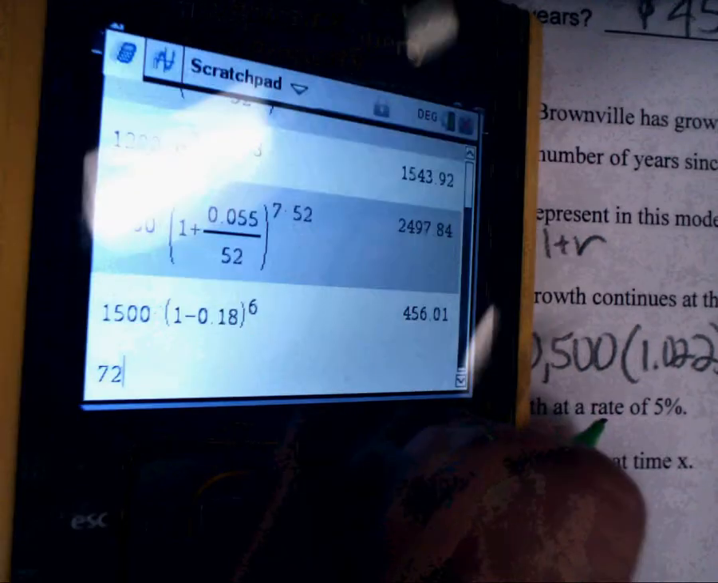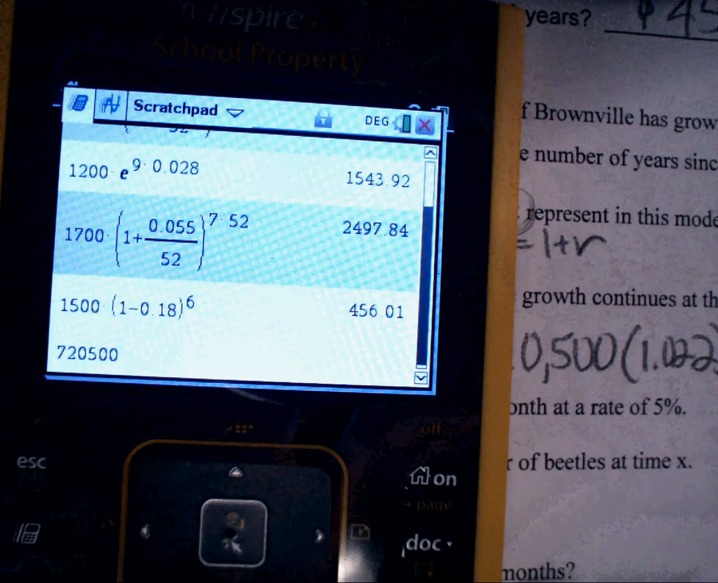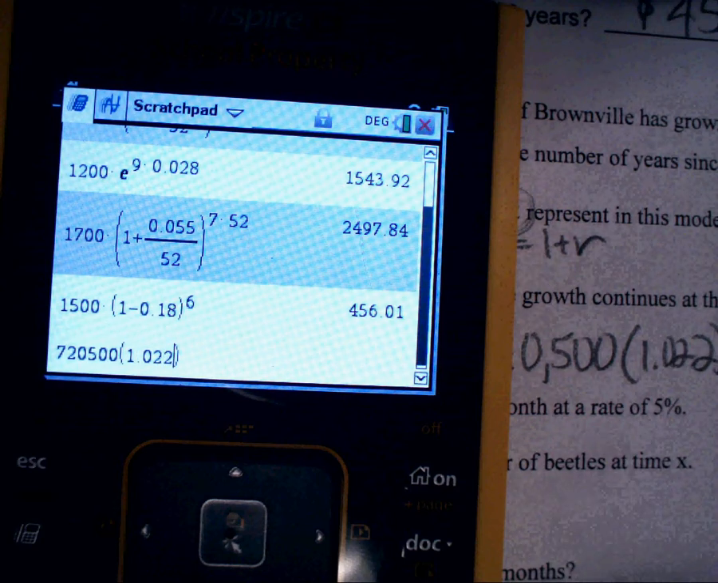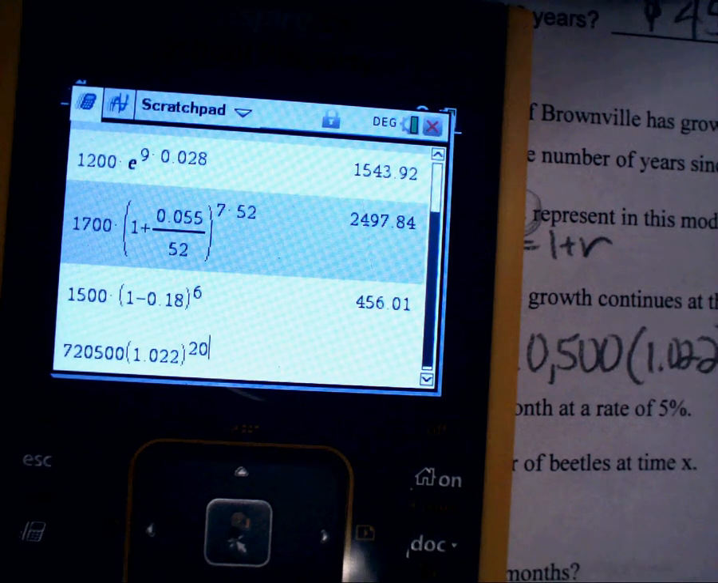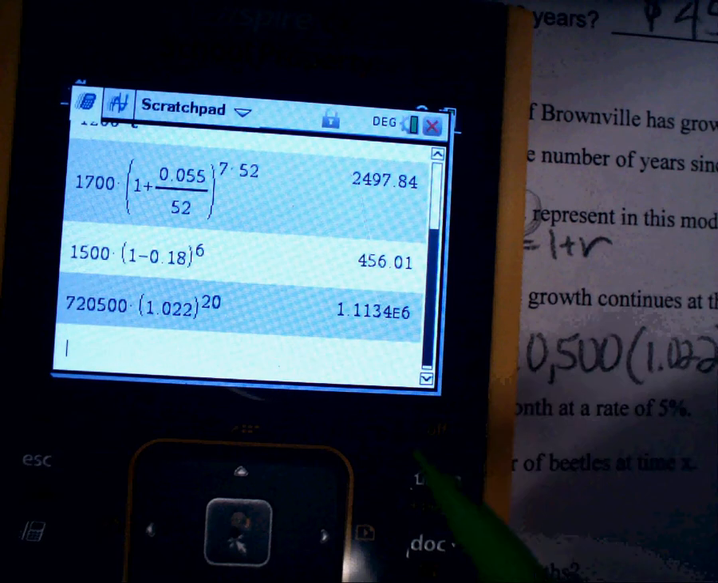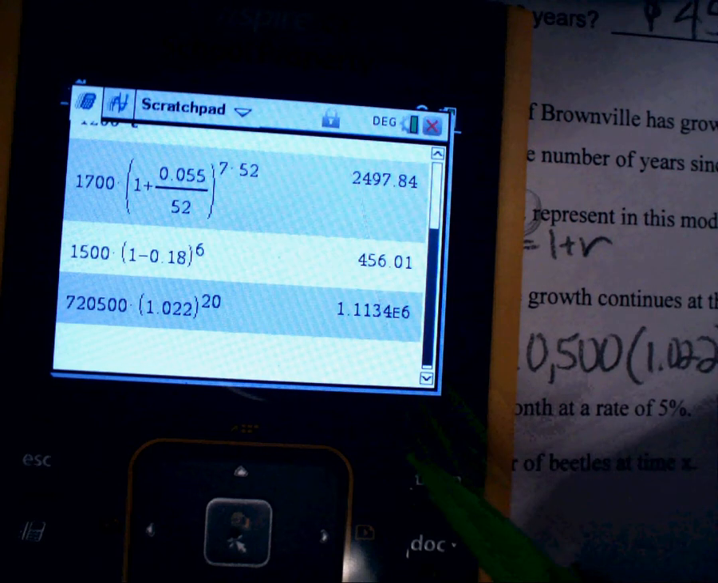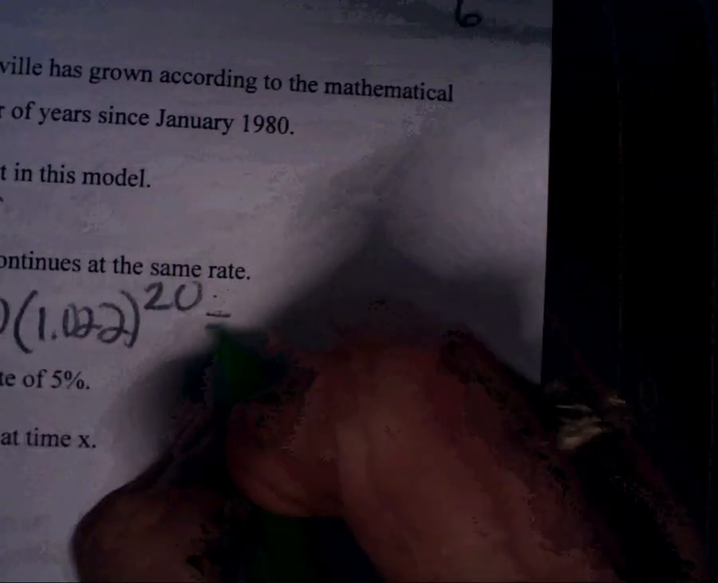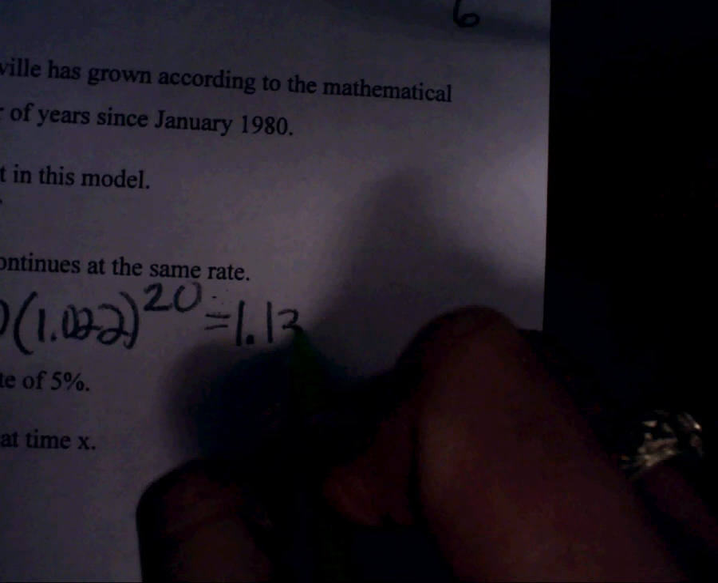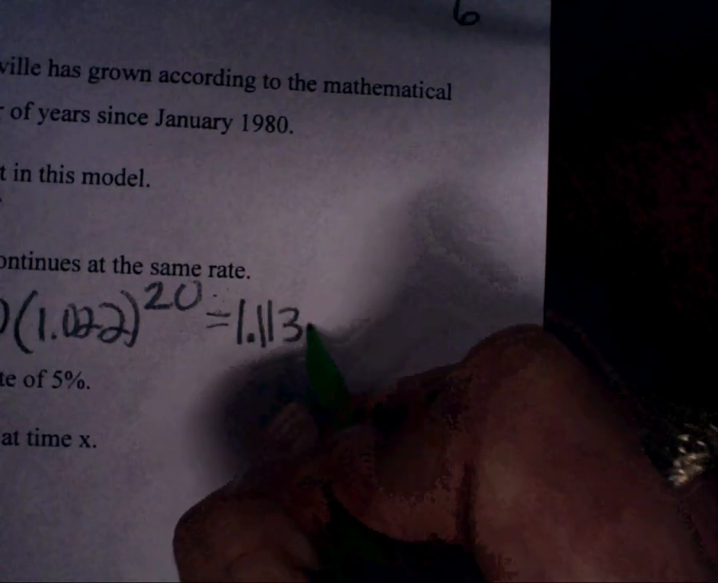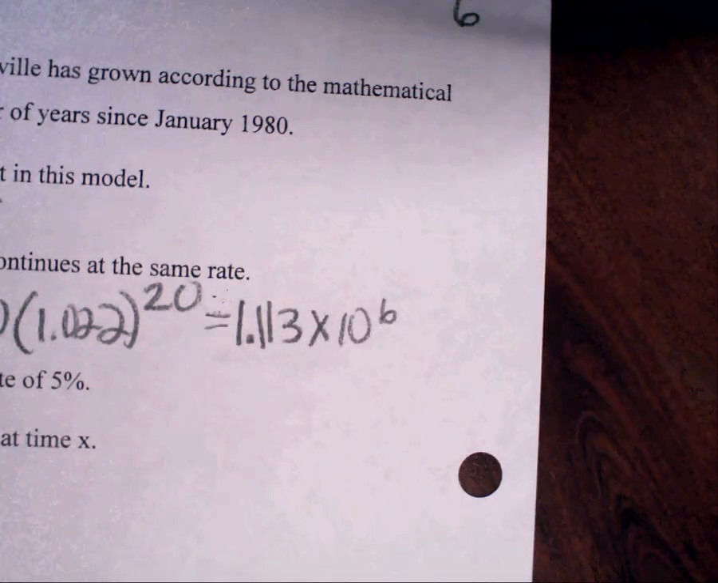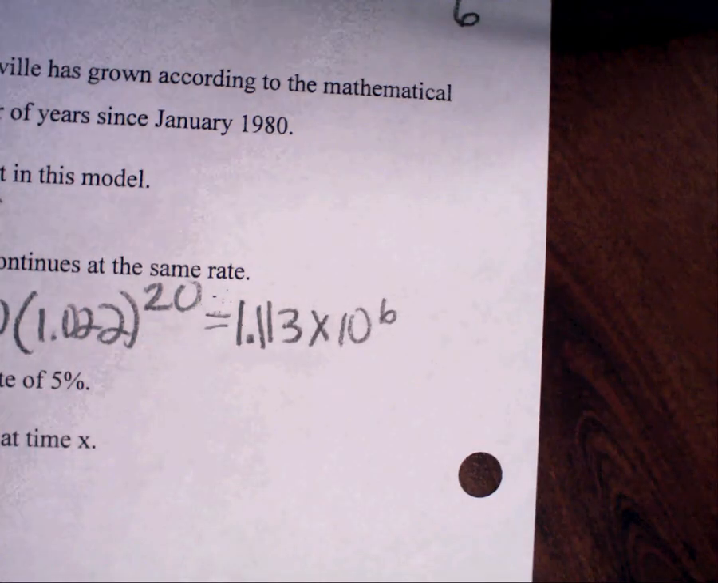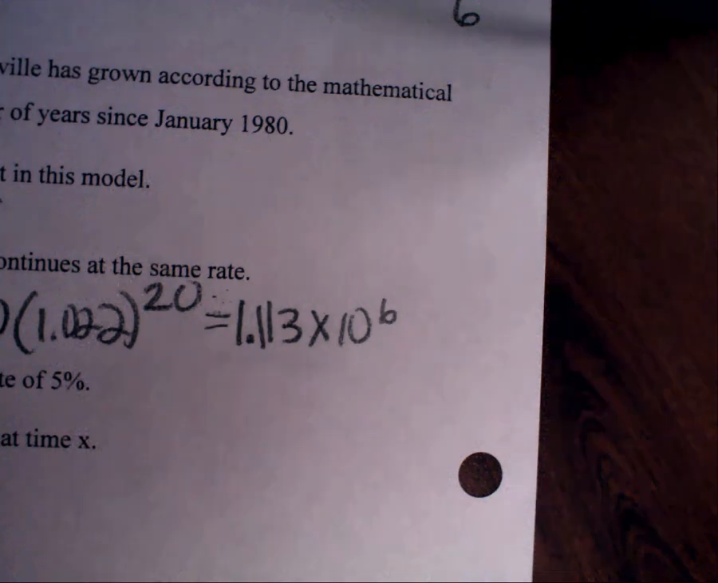72,500 times 1.022 to the 20th. Now, when we get our answer, we have this E. That just means it's a huge number. You don't have to write the whole number. I don't think you have to worry about that on the test. Then just do times 10 to the 6. So that's what that E means. You could write out the whole number, but you don't have to.